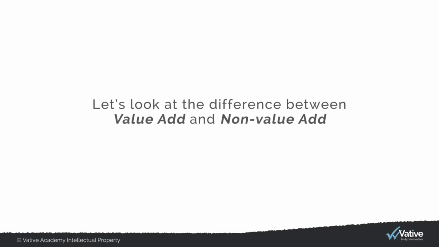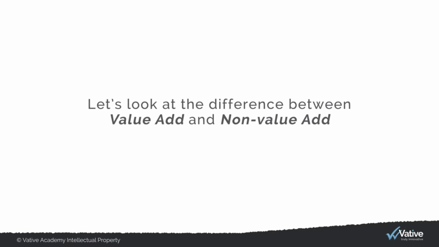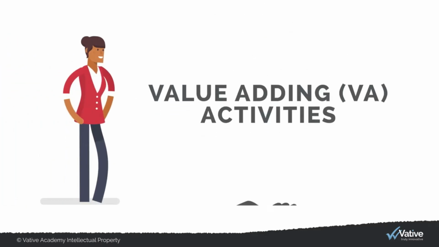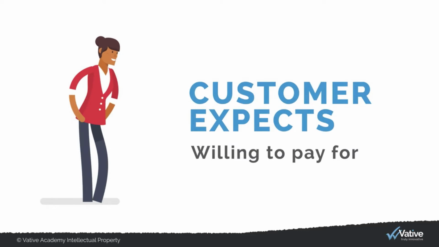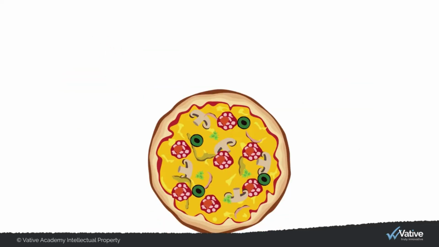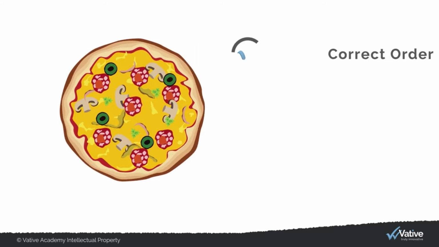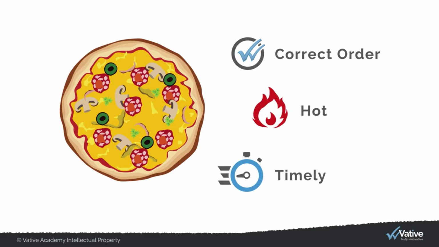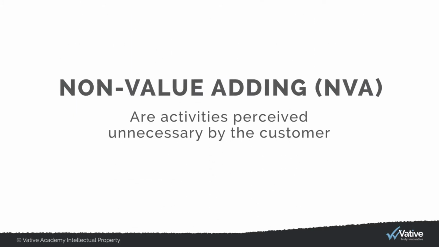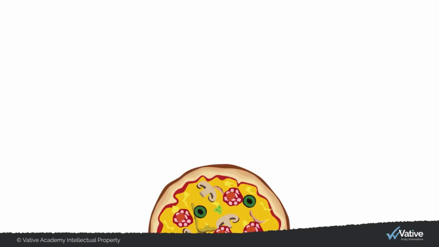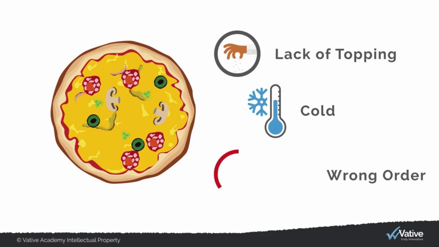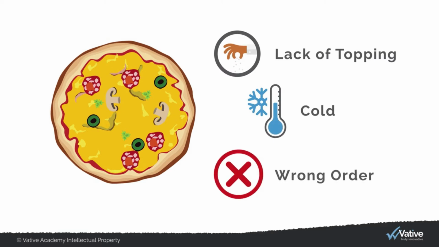Now that we know our customers' expectations, let's look in more detail at the difference between value add and non-value add. Value-adding activities transform the product or service to what the customer expects and is willing to pay for. For example, if you order a pizza at a restaurant, you would expect to be served the correct order, hot and timely. These are all valued by the customer. Non-value-adding are activities perceived as unnecessary by the customer. In the example of the pizza, this could be a lack of or excessive topping, a cold pizza, or the wrong pizza being served. Such waste leads to inflated prices and customer dissatisfaction.